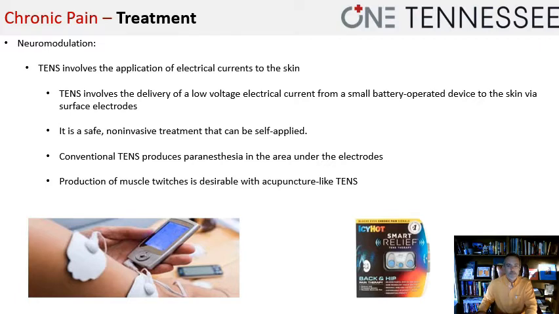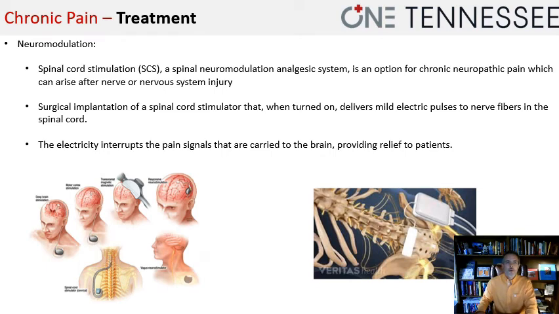Another form of neuromodulation involves spinal cord stimulation, a spinal neuromodulation analgesic system, and this is an option for chronic neuropathic pain, which can arise after nerve or nervous system injury. This is surgical implantation of a spinal cord stimulator that, when turned on, delivers mild electrical pulses to nerve fibers in the spinal cord. The electricity interrupts the pain signals that are carried to the brain, providing relief to the patients.